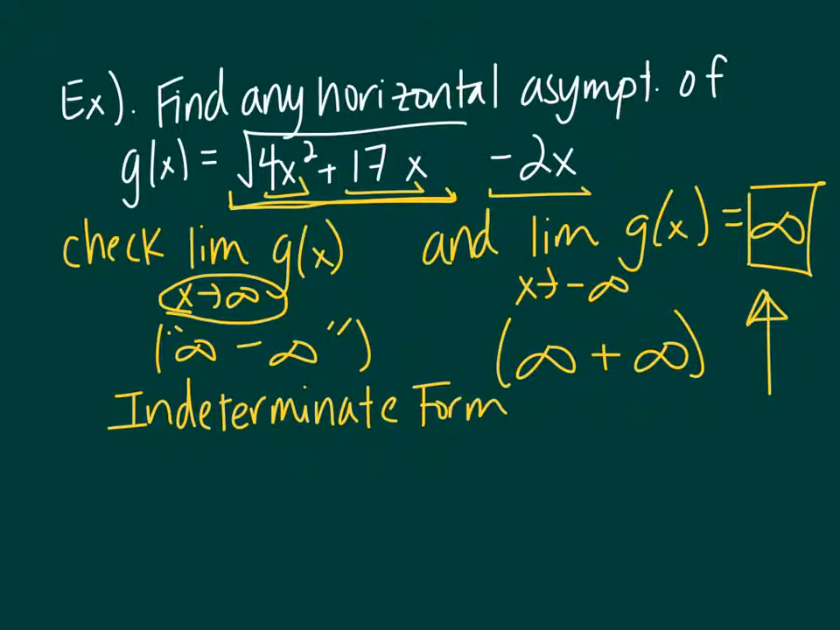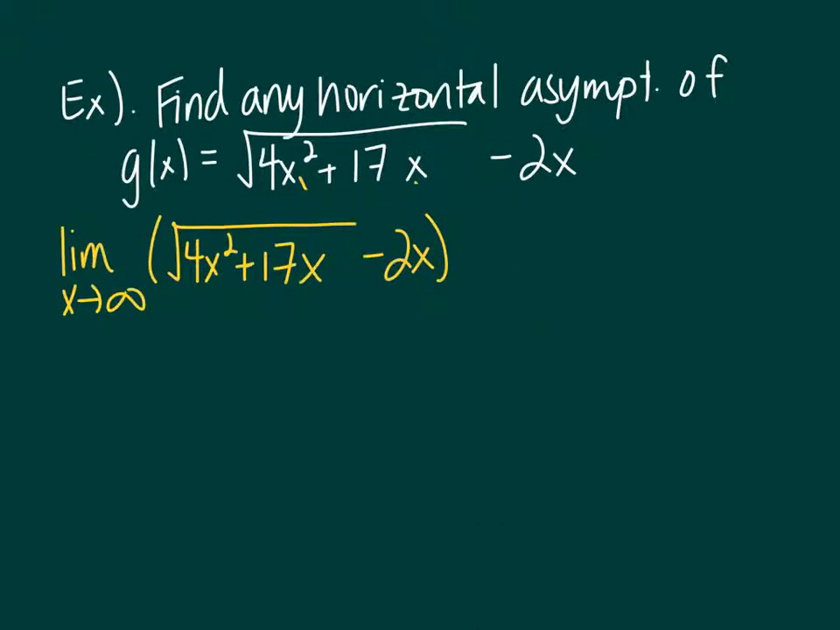So let me clear some space. Okay, so now the trick here is going to be to multiply by the conjugate since we have a square root in one of our terms. So put this on pause and see if you can multiply by the conjugate.